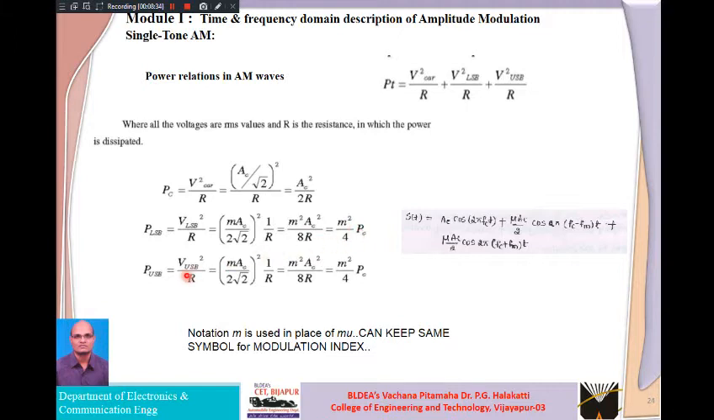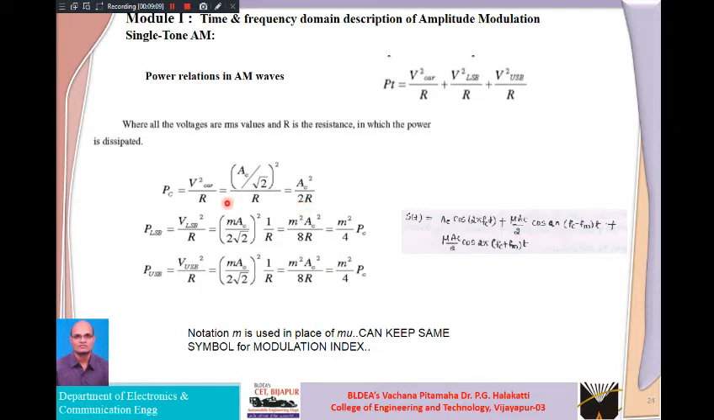Similarly, the upper side band, same thing. Mu AC by 2, meaning m AC by 2. Again you divide by root 2 to get its RMS value. Squared, again you get m square by 4 into PC. So what we are getting is that the carrier power is half, and the sideband powers are again reduced by half respectively. M and mu are invariably used to indicate the modulation index.